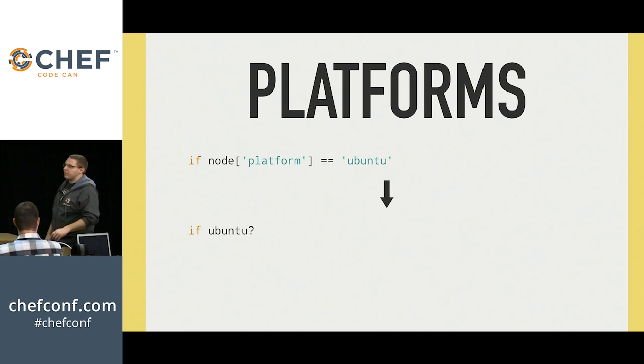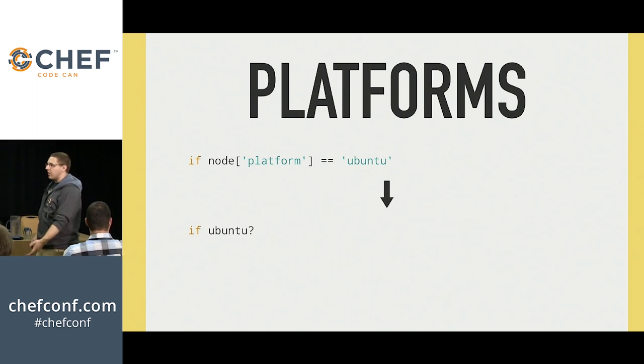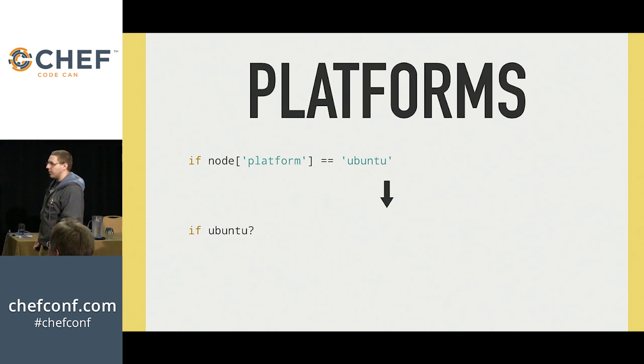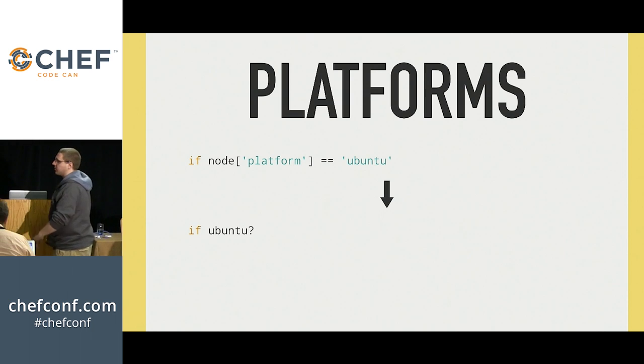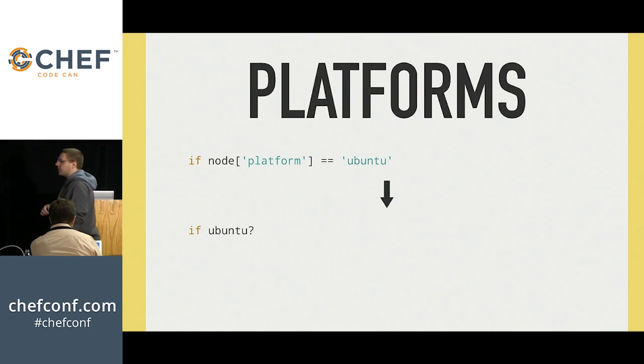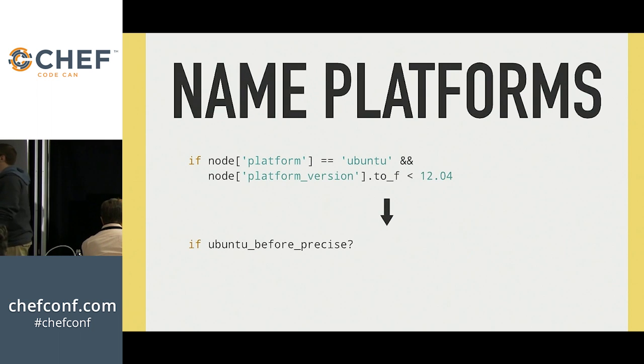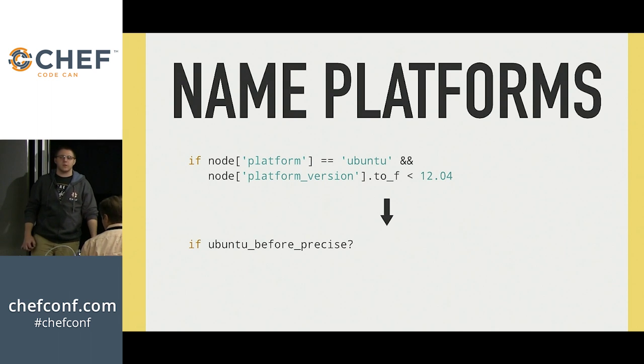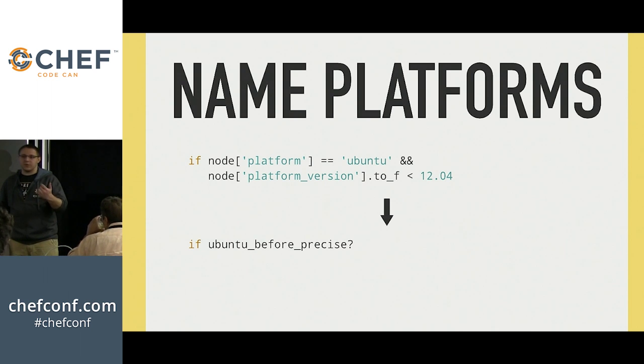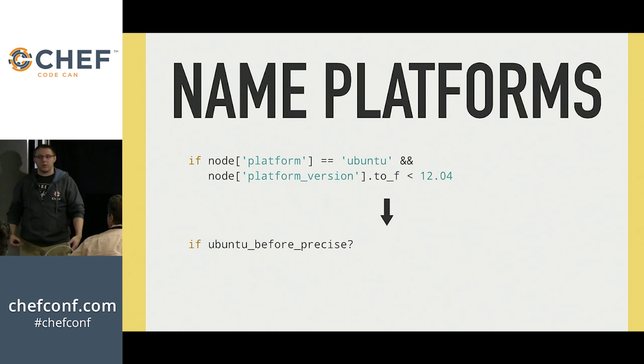We already talked a little bit about platforms. So I'm sure you've all done this if you're writing any type of cross-platform cookbook. If we're on Ubuntu, do this. Chef Sugar gives you an ubuntu? method. Doesn't care what version it is, it's just ubuntu?. Named platforms, right? Specific names, especially for platforms that give these semantic names for whatever reason. You have Ubuntu and Debian and OS X, which are notorious for naming their releases. And humans are semantic. We don't like to talk about 10.9. We like to talk about Mavericks.